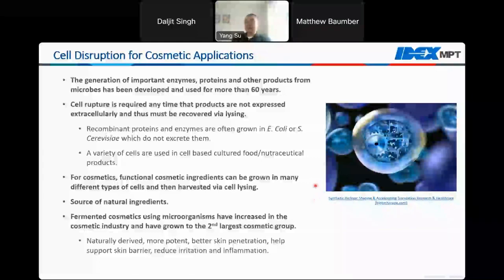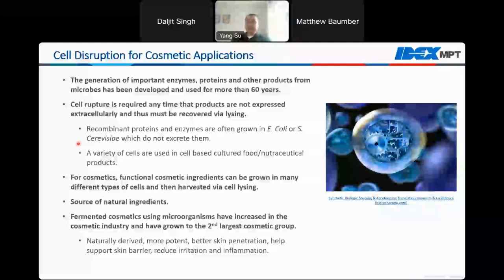Some of the very common cells used, whether for the bio industry or for the cosmetic industry, are bacterial cells and yeast cells. So for bacterial cells, E. coli is one of the most commonly used, I would say. And for yeast cells, a typical baker's yeast or brewer's yeast is also very widely used.